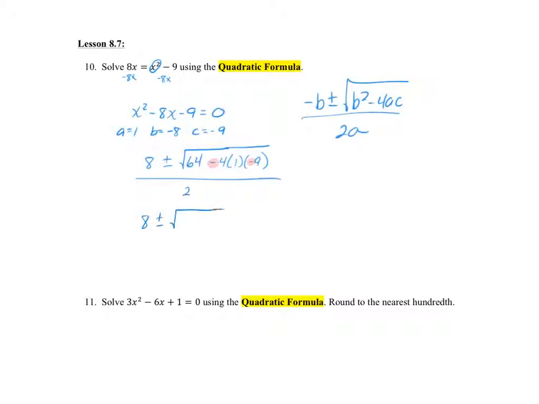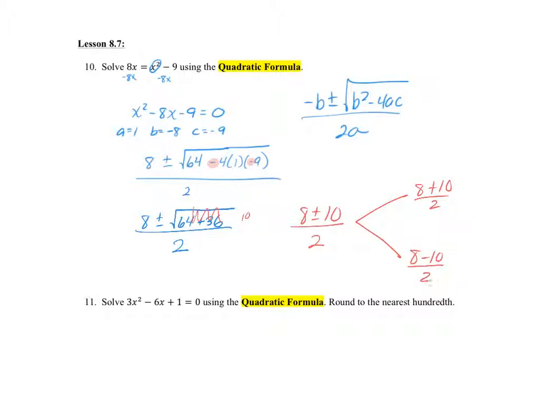So 8 plus or minus the square root of 64 plus, because of the two negatives, 36 all over 2. Well, the square root of 64 plus 36 is the square root of 100, so that's all going to become 10. So I'm going to rewrite that. 8 plus or minus 10 all over 2. From there, I need two expressions, 8 plus 10 divided by 2, and 8 minus 10 divided by 2. 18 divided by 2 is 9, and negative 2 divided by 2 is negative 1. So my answer is x equals 9 and negative 1.